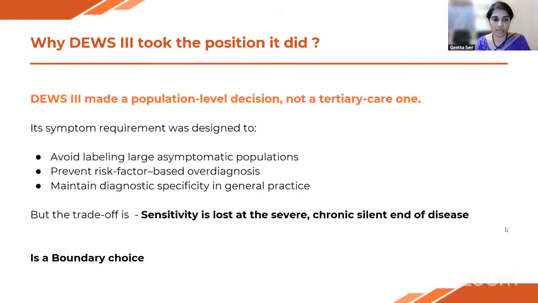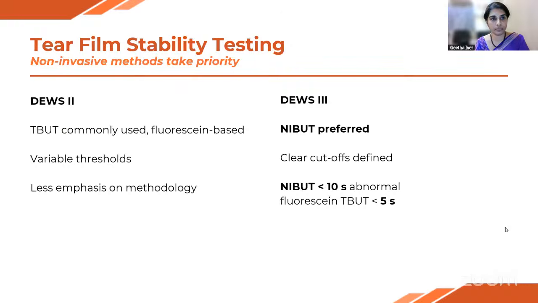But of course, with all these kinds of boxes, you will have a trade-off, and sensitivity is lost at the severe chronic silent end of the disease. But this is a boundary choice that was specifically made by DUCE 3. For tear film stability testing, non-invasive methods take priority in DUCE 3. The NIBUT is preferred. Clear cutoffs have been defined for the NIBUT being less than 10 seconds.